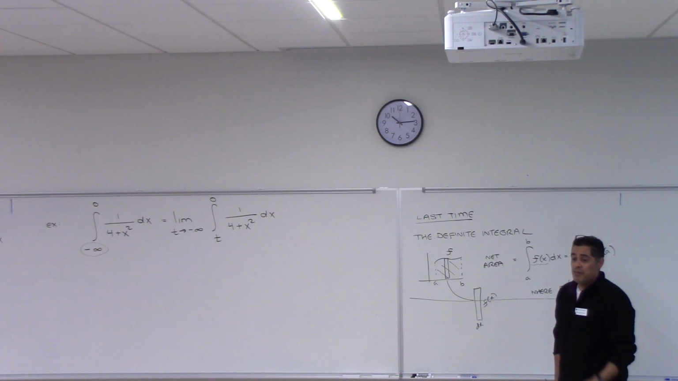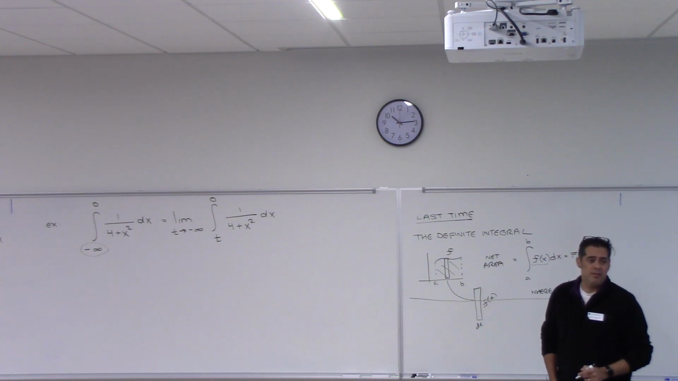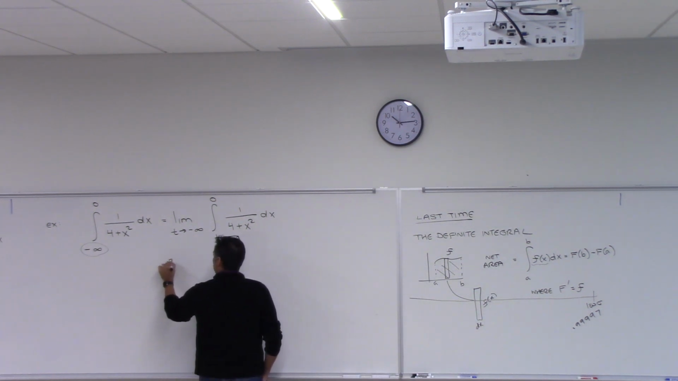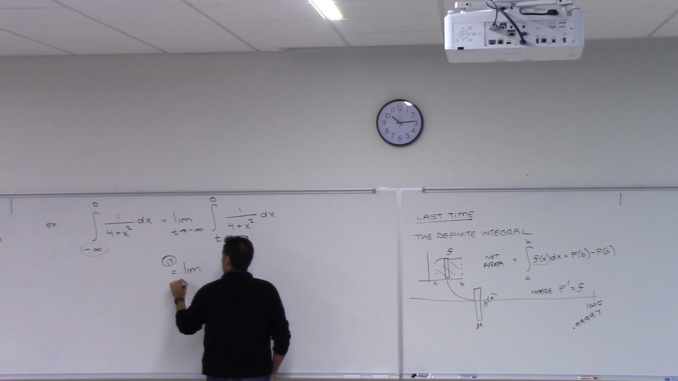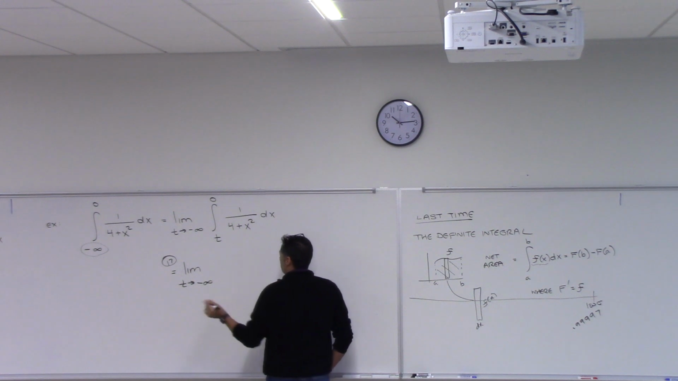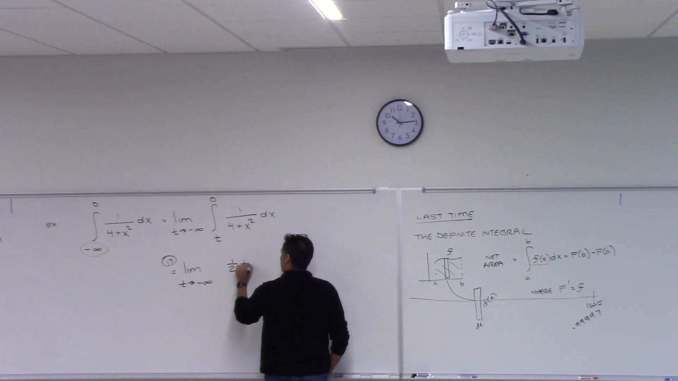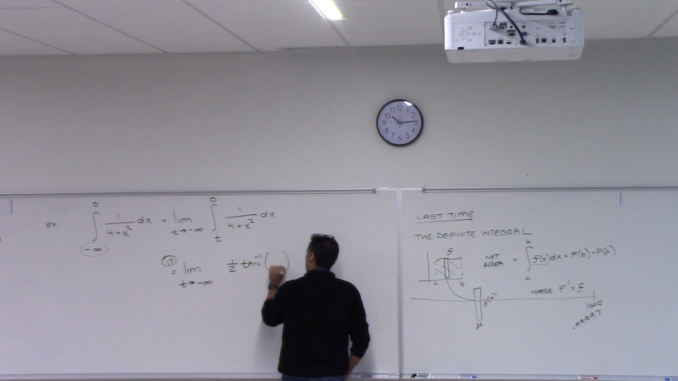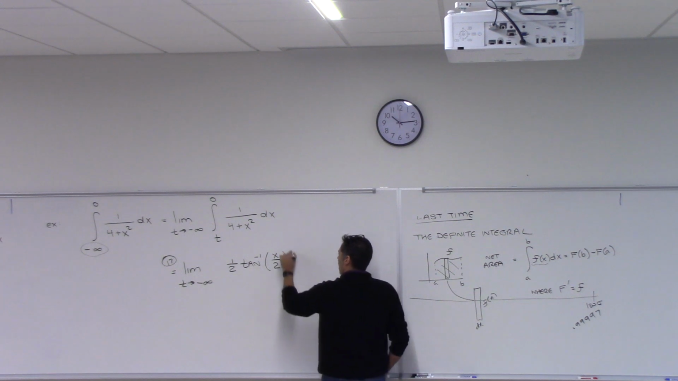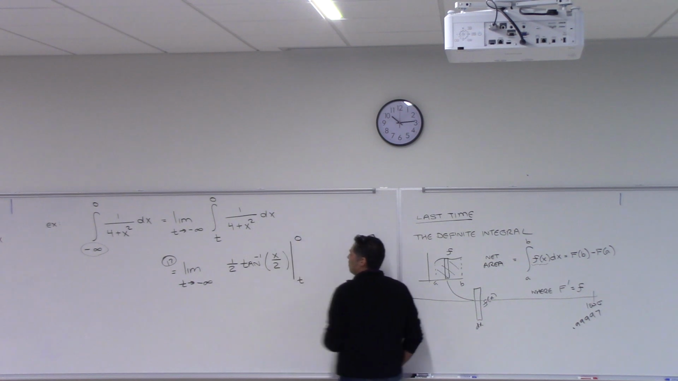Now, what do you need? You need the antiderivative, which is going to be formula 17. Hopefully you recognize that. This is from formula 17 in your formula sheets. Limit as t goes to negative infinity. The antiderivative of that, according to formula 17, would be 1 over a. So what's a for us here? 2. So 1 over 2 inverse tangent of x over 2, like that. And then we're going from t on the bottom to 0 on the top.